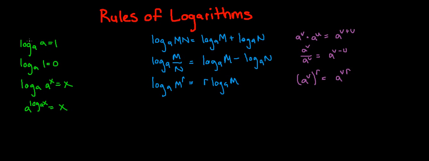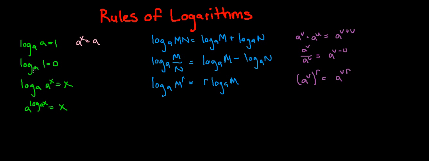The first one is log base a of a is equal to 1. What this is basically saying is what power of a gives a. So a to what power is equal to a? The only power is 1. A to the first is equal to a. So that's just a basic property of exponents. So that's what these first two are going to be. Just basic properties of exponents rewritten in logarithmic notation.